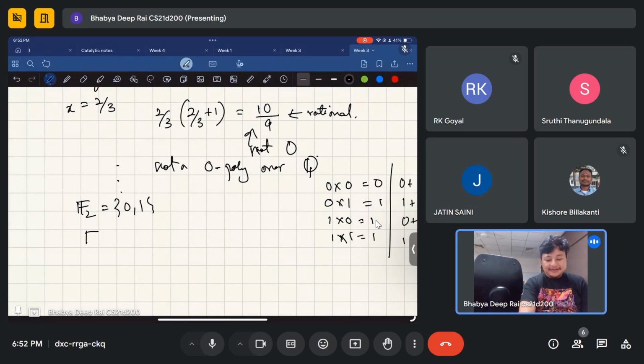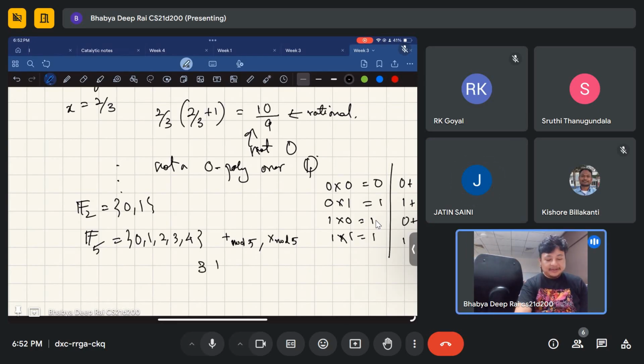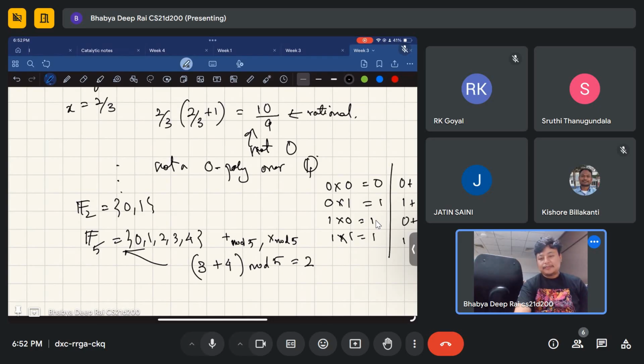There are results in abstract algebra about finite fields. Let's say F5, which is 0, 1, 2, 3, 4. What are the operations? Addition is mod 5 and multiplication is mod 5. So if I do 3 plus 4 in F5, what I actually mean is mod 5, which is 7 mod 5, which is 2. So it's not something that I defined, it's something that is standard.